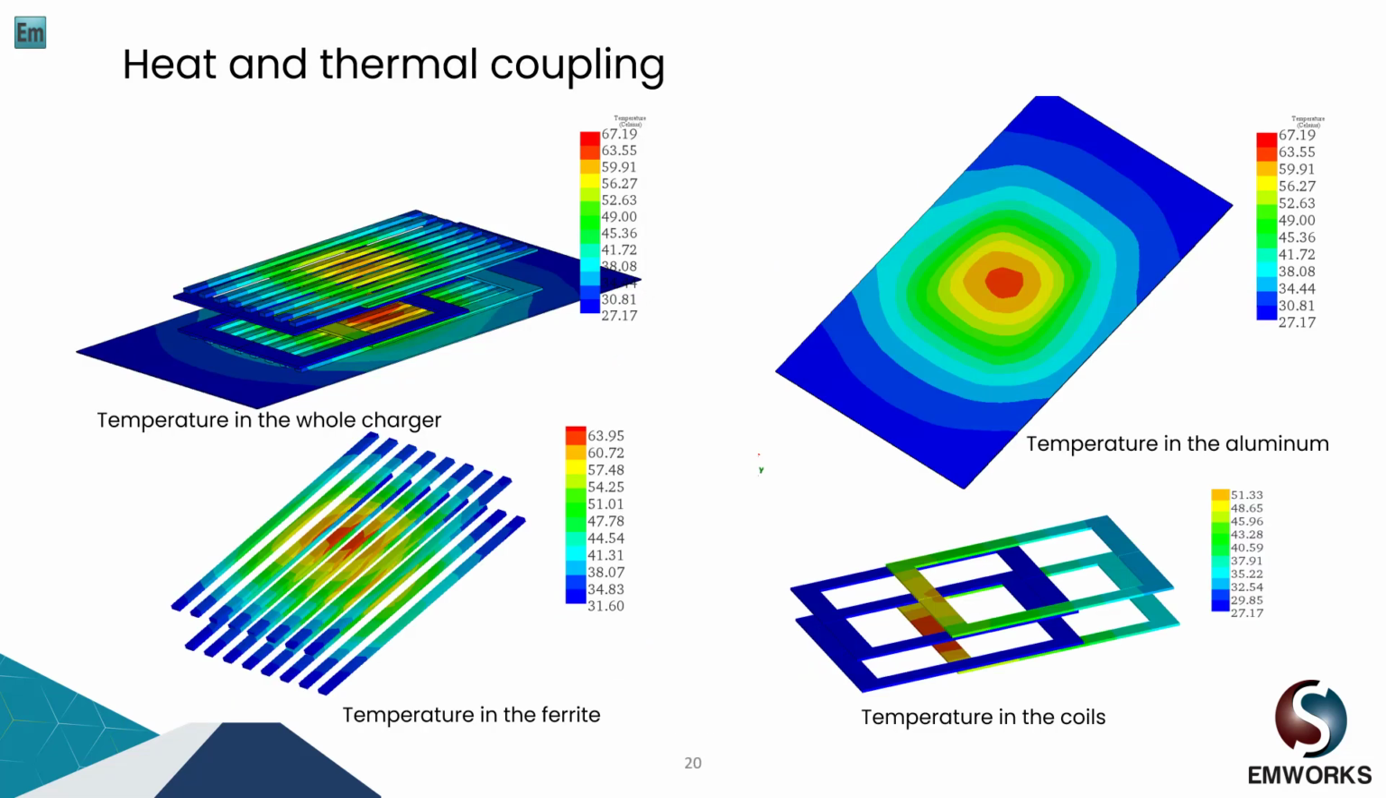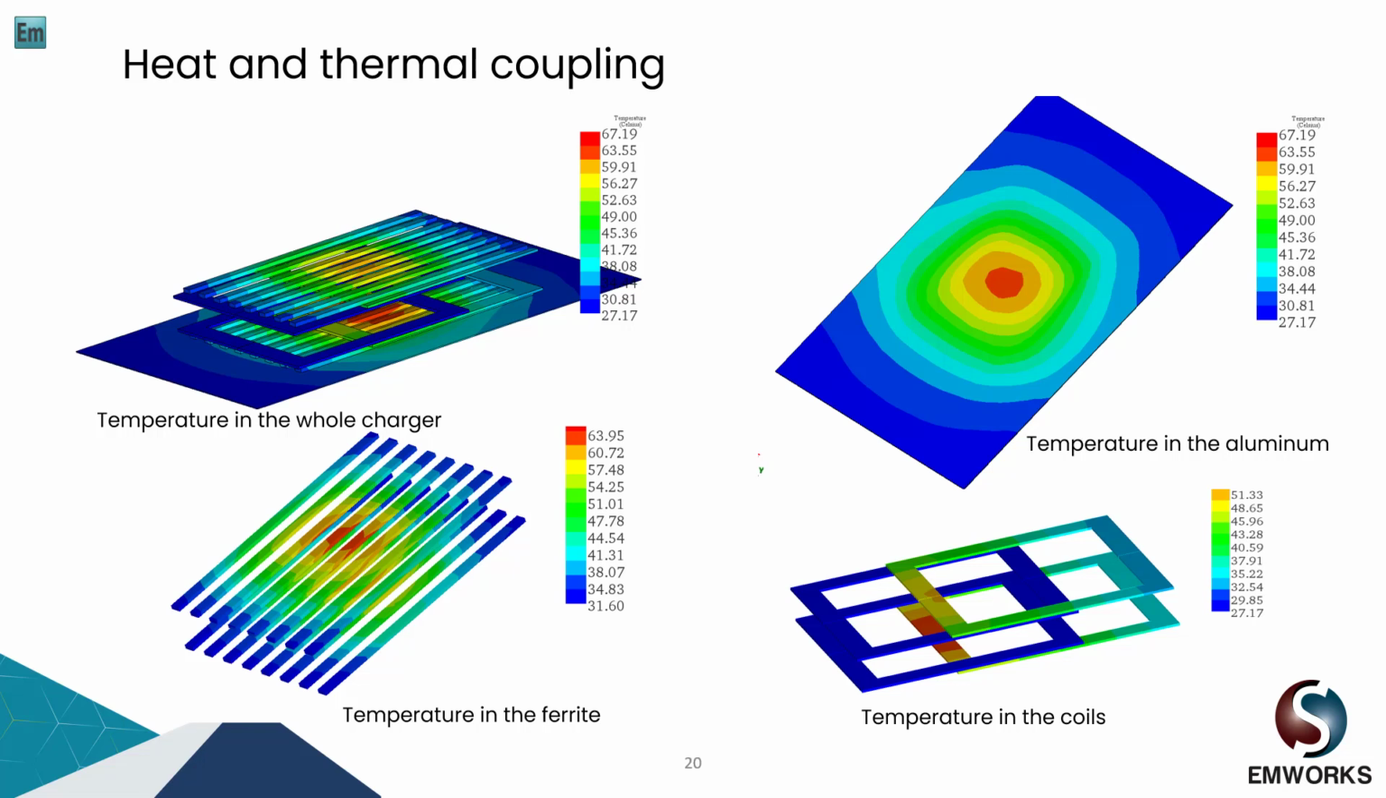These losses are converted into heat. So we use EMS thermal coupling analysis to compute this heat. The heat, or the losses, are our load for the thermal solver. The inputs for the thermal solver are automatically sent by EMS, so we don't need to export or import any data. Within the same study, we can solve the electrothermal analysis.